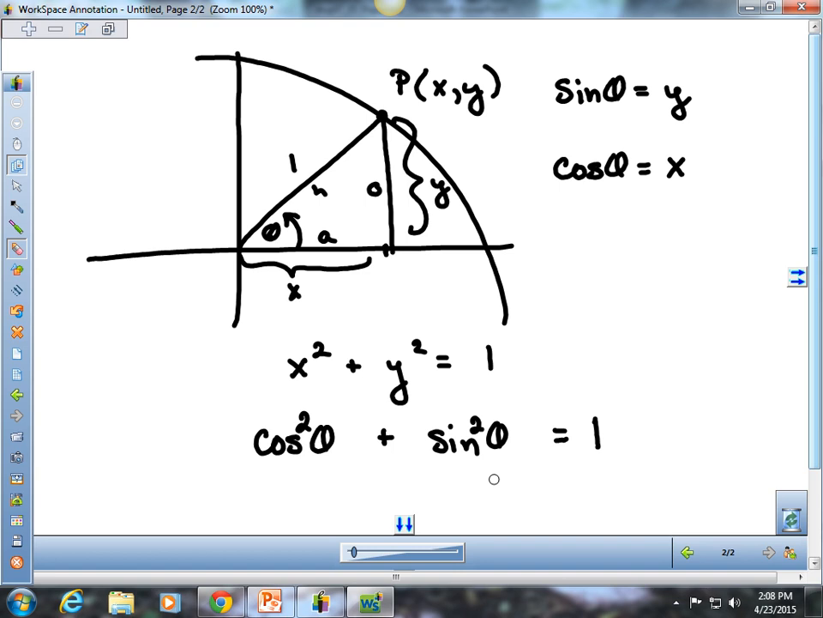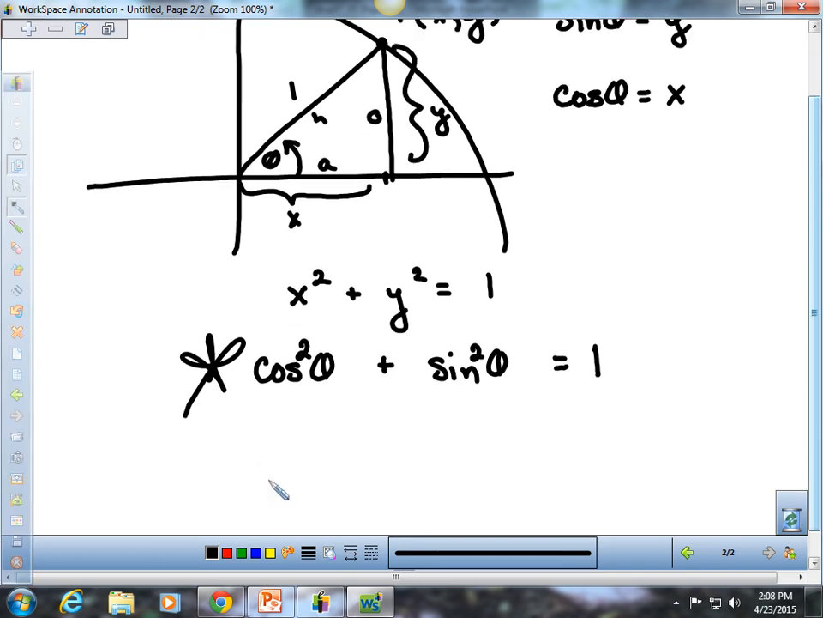Okay? And, folks, this is an identity. No matter what my angle is for theta, if I square the sine of that angle and add it to the square of the cosine of that angle, it's always going to be what? It's always going to be 1. So this here is the Pythagorean identity. That is the Pythagorean identity. That is where we get all the other 9 from.